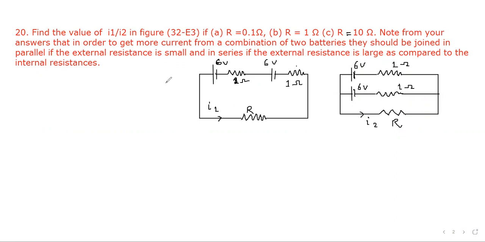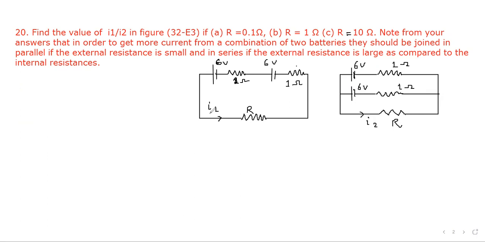Here, this is the first case: a 6-volt battery and a 6-volt battery with internal resistances 1 ohm and 1 ohm respectively. This is external resistance R, whose value can be varied. So in the first case, it will be 0.1, then it will become 1, then it will become 10. This is the second case, when two batteries are connected in parallel. Internal resistances are the same, since these are the same batteries, and this is external resistance R. Current flowing through it is I2. We have to find out the ratio of I1 and I2.